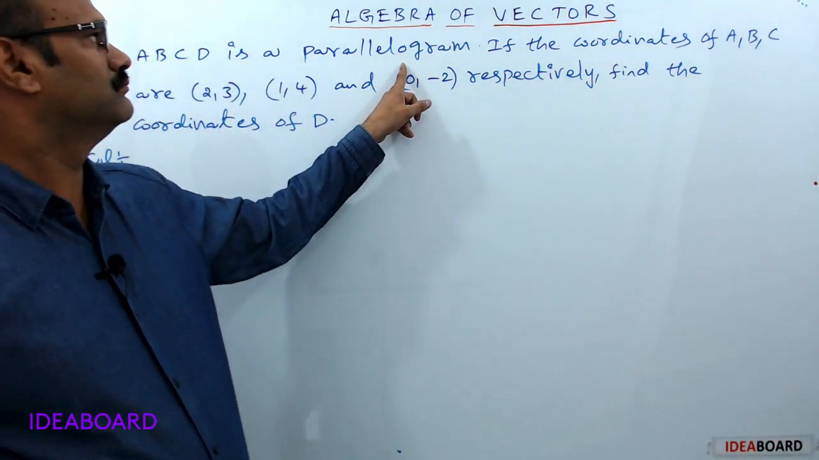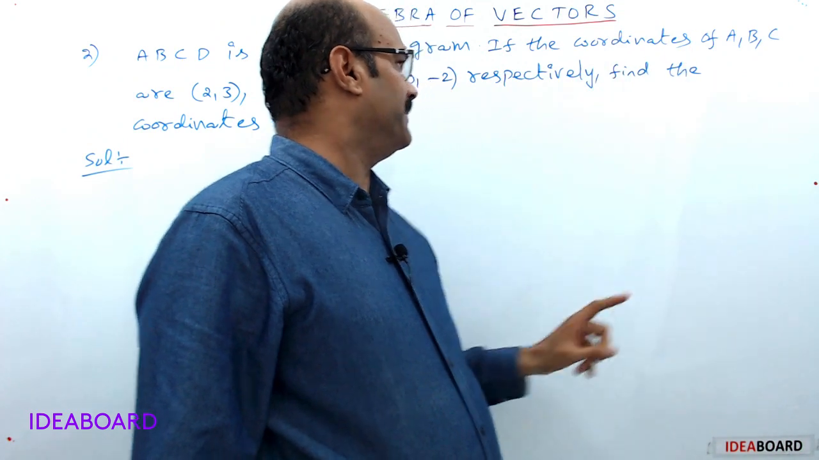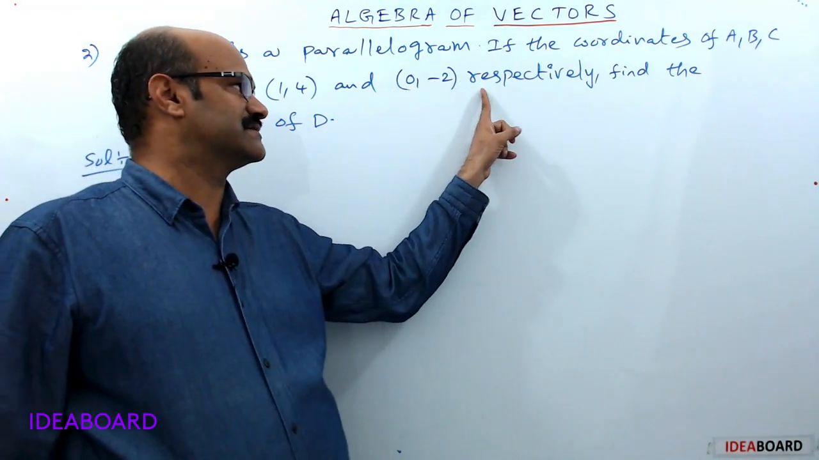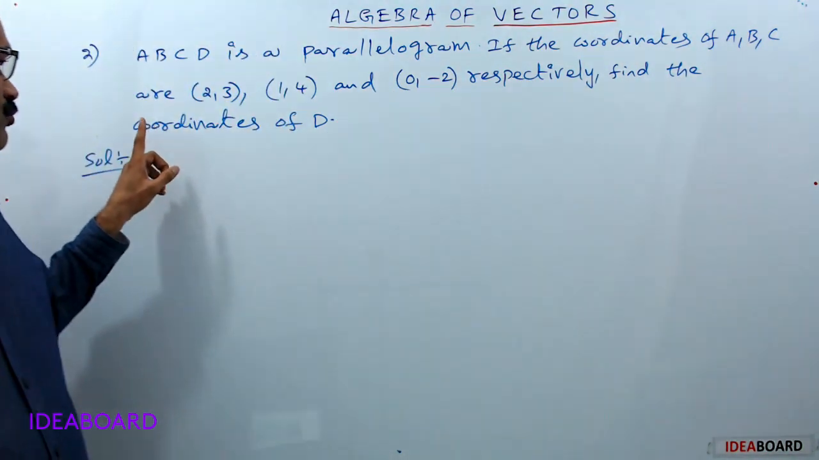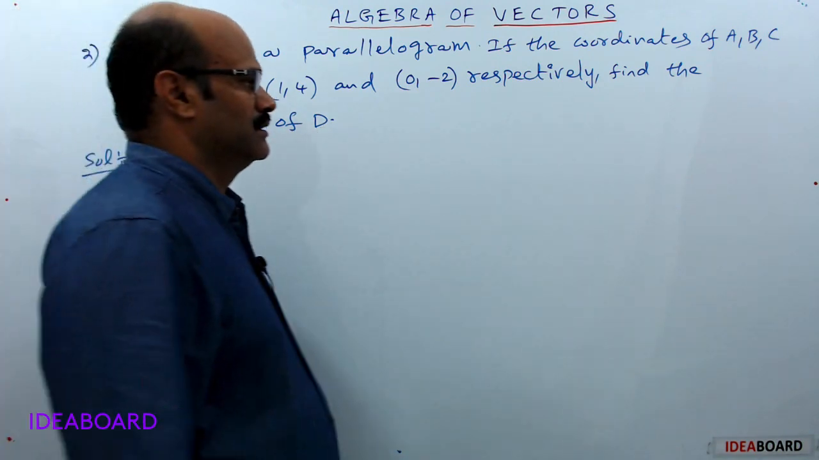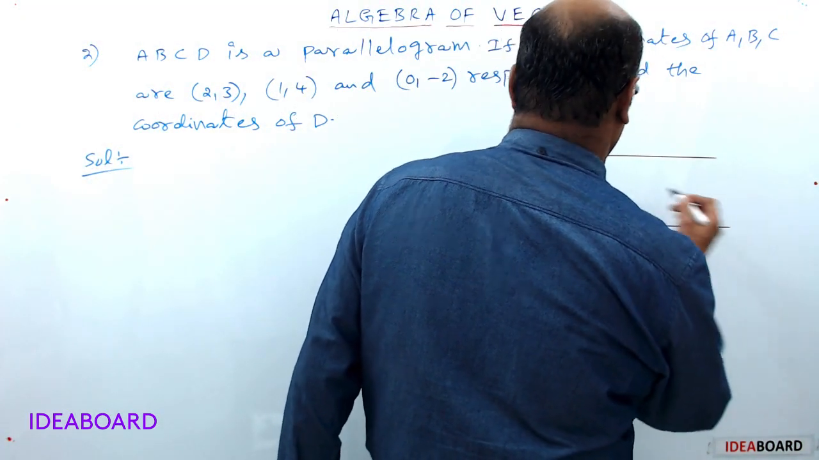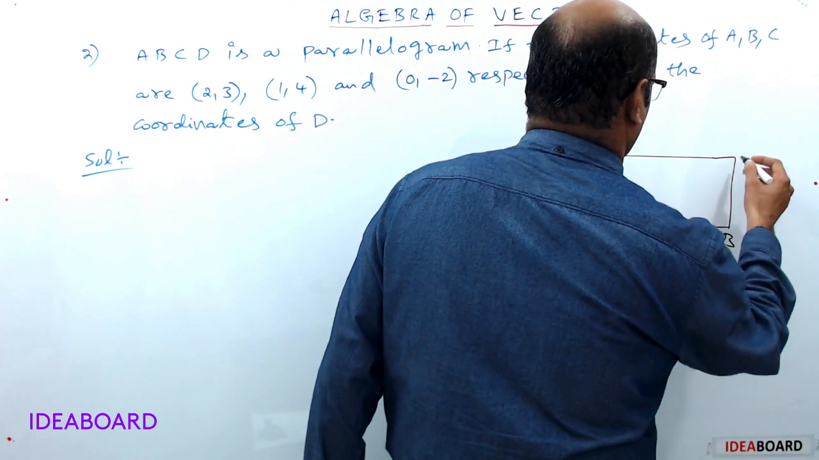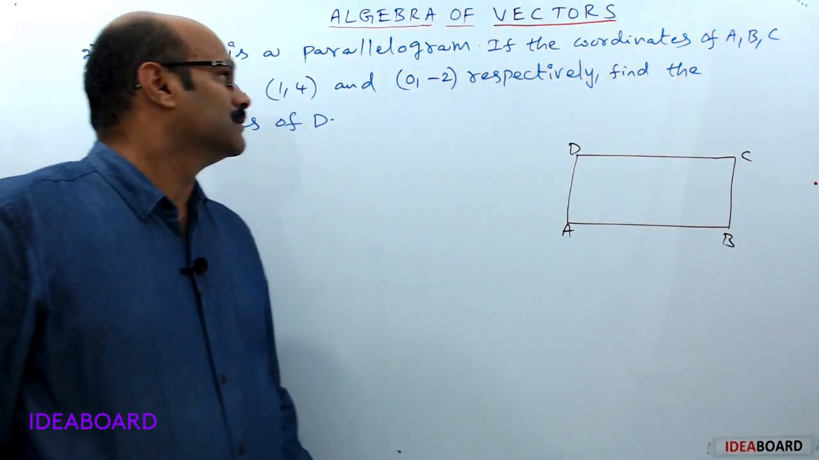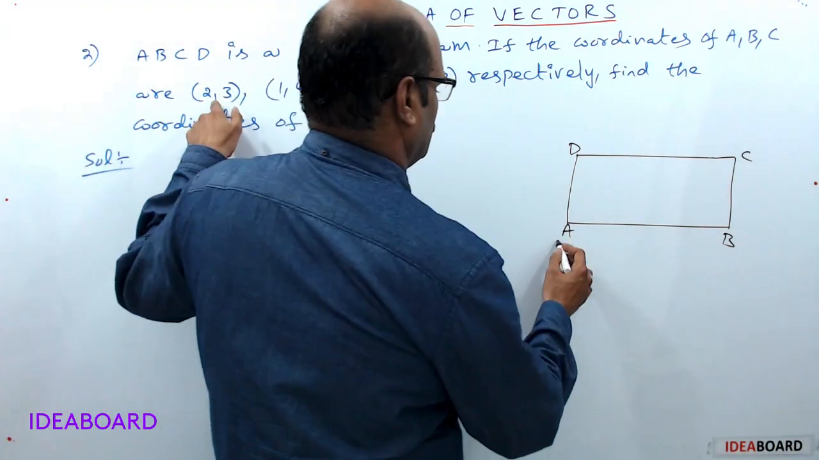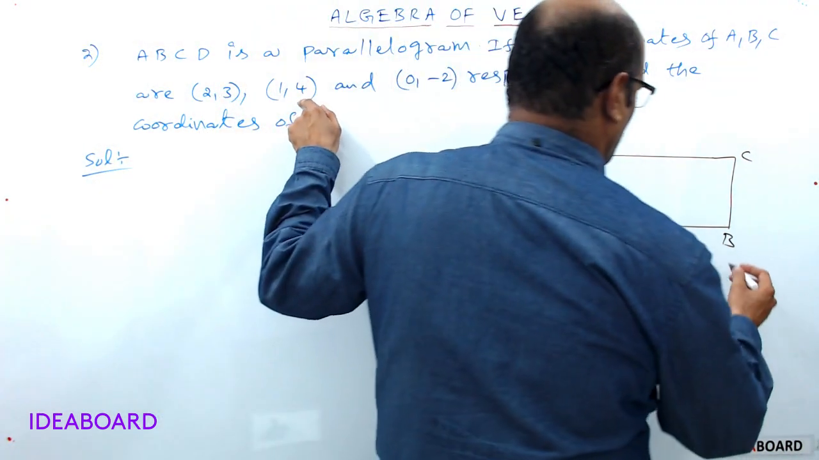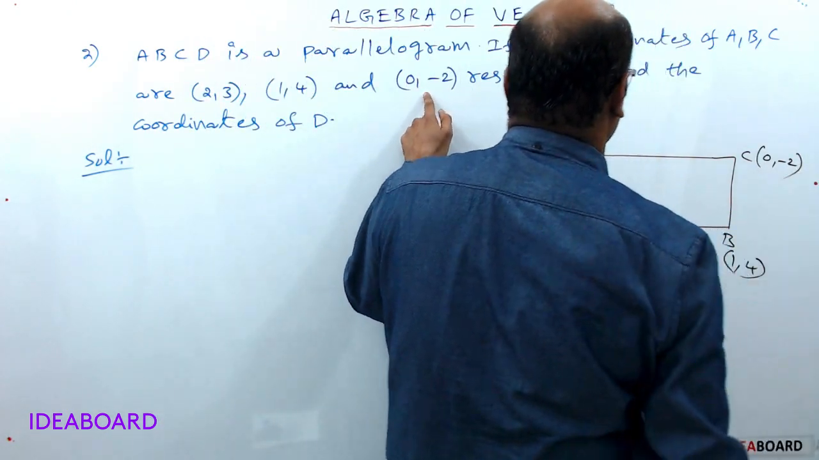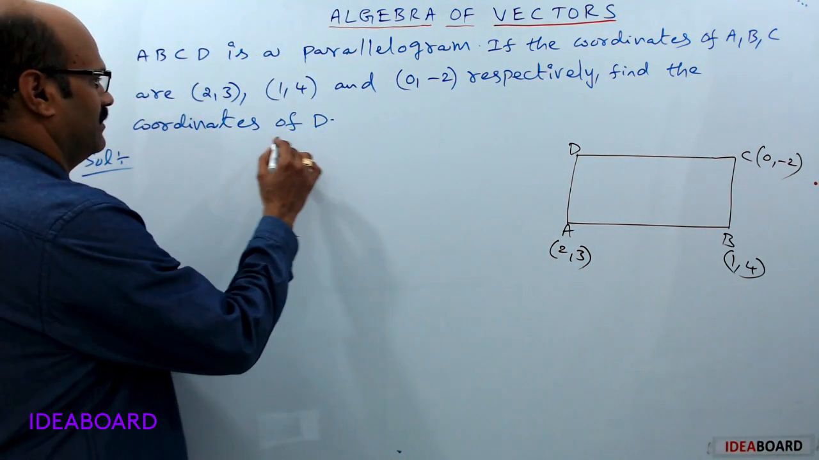ABCD is a parallelogram. If the coordinates of A, B, C are (2, 3), (1, 4) and (0, -2) respectively, find the coordinates of the vertex D. Here this is a parallelogram ABCD. The point A is given by (2, 3) and the point B given by (1, 4). Point C is given by (0, -2). Now here we have to find the coordinates of D.